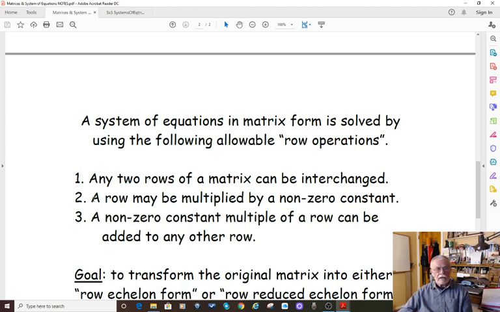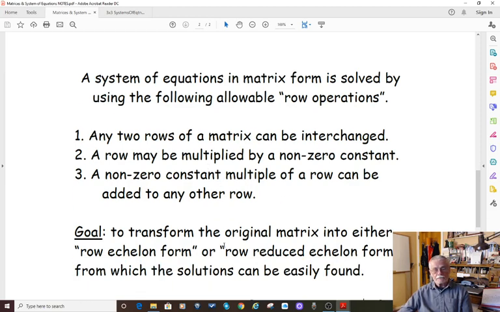Okay? A row may be multiplied by a non-zero constant. Well, that's what we were doing before. We take equation A, we multiply it by 2. Same thing. And a non-zero constant multiple of any row or equation, when you see the word row in this context, means equation, can be added to any other equation. And that's what we've been doing. We took, like, I think the last example, negative 2 times equation A, and we added it to equation B, and that's what this is talking about.